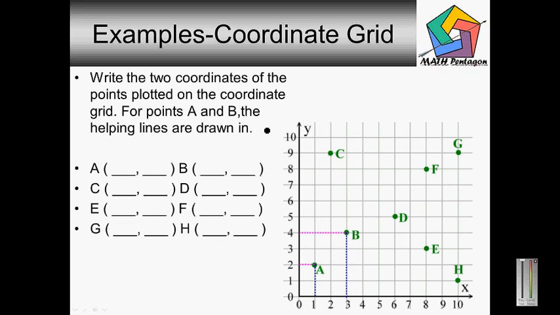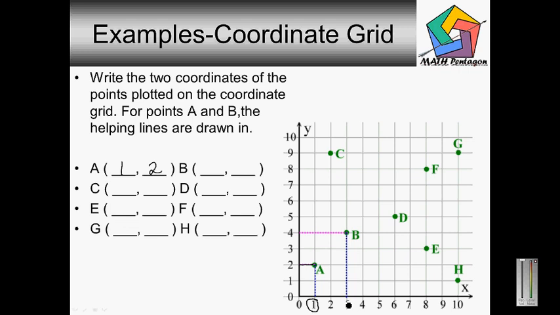Okay, let's do a few examples on coordinate grid, and the directions are telling us write the two coordinates of the points plotted on the coordinate grid. For points A and B, the helping lines are drawn in already. So, A, our x-axis would be 1. So our x-axis for A is 1, and 2 would be our y-axis for A.